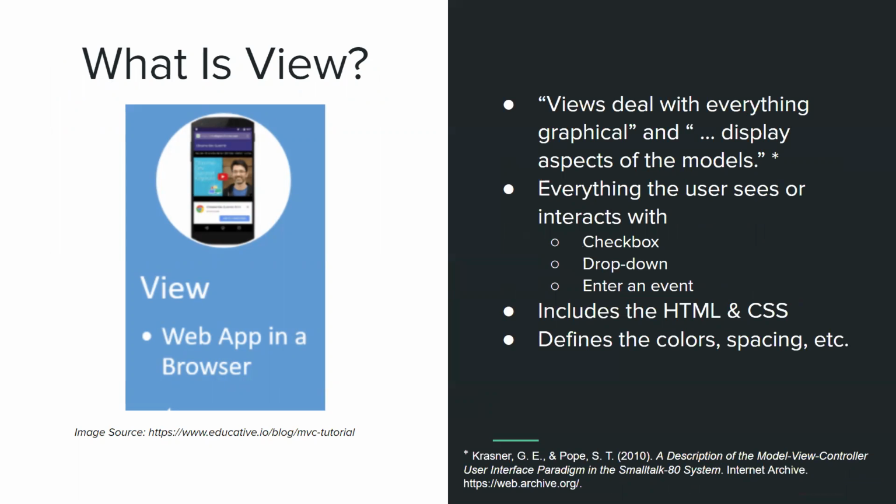Next is the view, and the view is really everything that the user is ever going to actually see or physically interact with. It's anything from checkboxes to drop downs, events, and it's important to know that not only is it the information on the page itself that the user is seeing, but it's also the colors in it, the spacing for all the white space, all the different text and images, as well as things for the text, so fonts and font size, if it's bolded, anything like that.